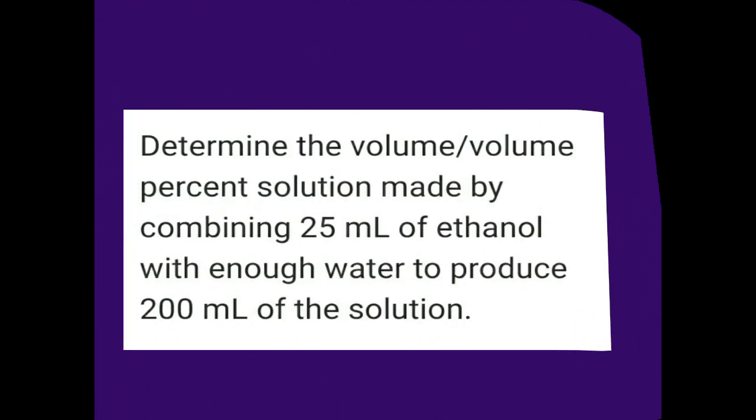Clear? Now one question. Determine the volume by volume percent of a solution made by combining 25 milliliter of ethanol with enough water to produce 200 milliliter of solution. Ethanol is solute here, water is solvent here, and they both are mixing to make a solution. The volume of ethanol, that is the volume of solute, is 25 milliliter and the volume of solution is 200 milliliter, and they are asking volume by volume percent.